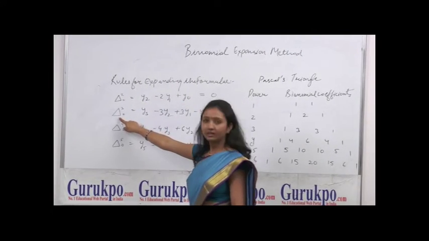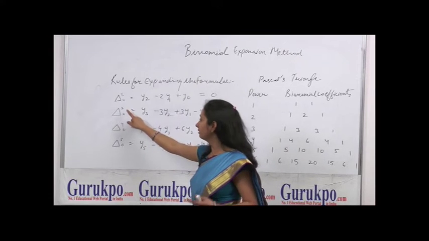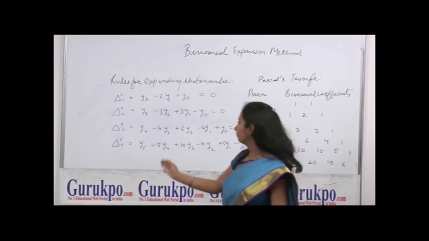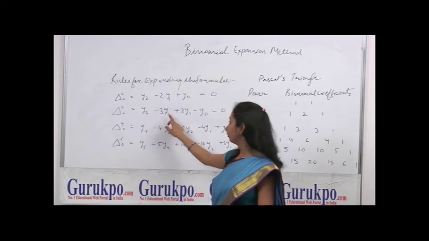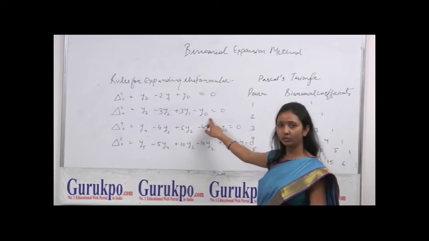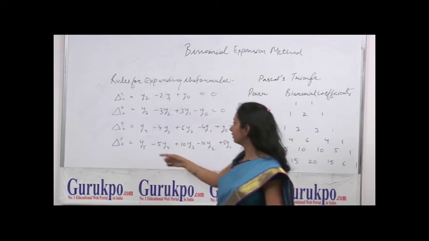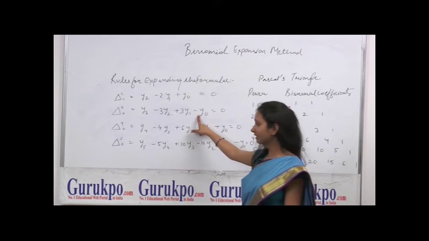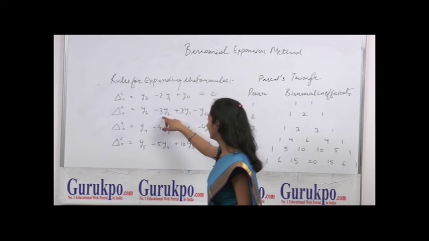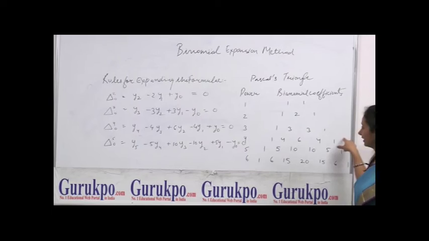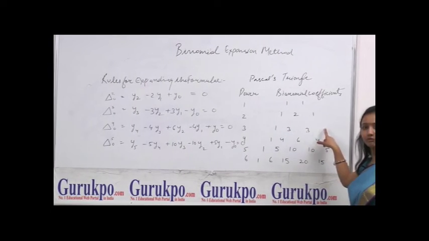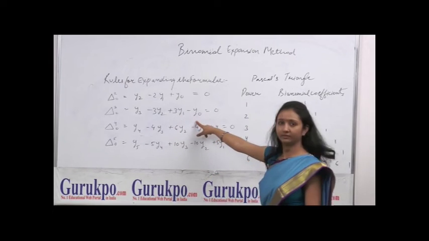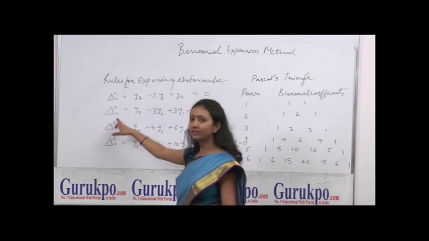Again, delta 3, y0. How can we make the formula of delta 3, y0? First, we will start writing y from y3, y2, y1, y0. And the signs will be plus, minus, plus, minus. Clear? Then the digits will be 1, 3, 3, 1.